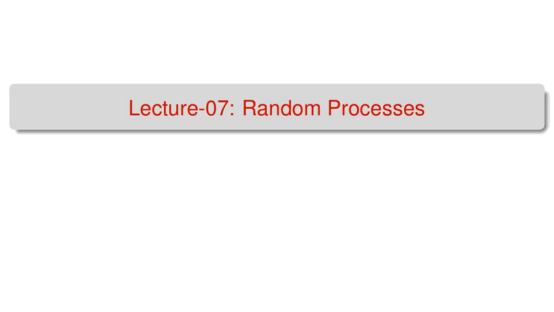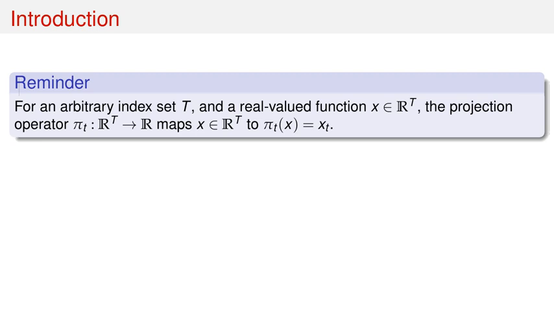Okay, class, today we are going to introduce the concept of random processes. Let's start with a quick reminder from our discussion on random vectors. For an arbitrary index set T and a real valued function x, which is an element of R^T, meaning x is a collection of real numbers indexed by T, the projection operator π_t, mapping from R^T to R, simply extracts the component corresponding to the index t. So π_t of x equals x_t.